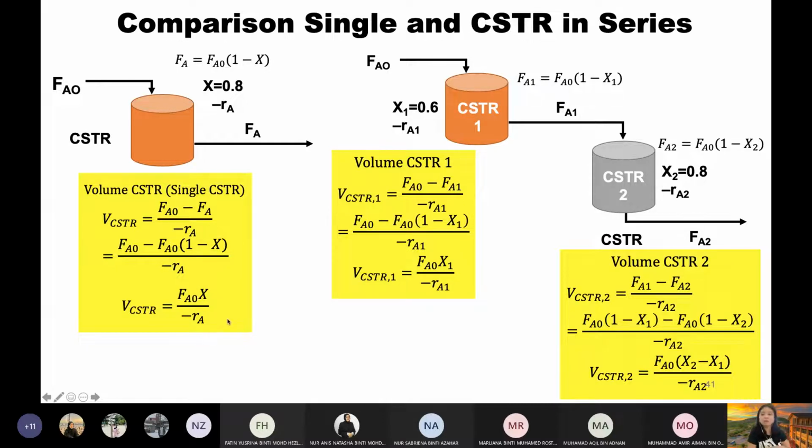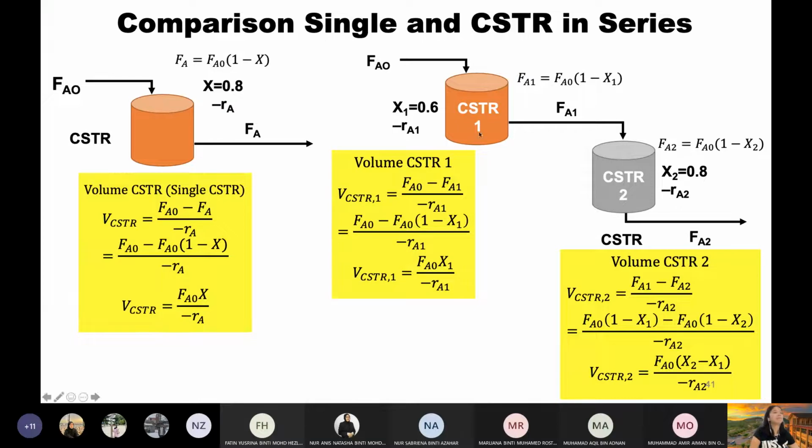Yang ni kita dah pernah buat untuk single reactor. Okay, so this is nothing new. This is what you have learned for single reactor. Formula untuk cari volume dia is equal FA0 X over minus rA. Okay, now I want to do for reactor in series. So part ni yang kamu kena faham. Kita kena faham single, baru kita boleh faham macam mana kita nak buat untuk reactor in series.